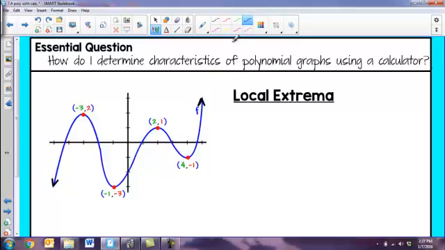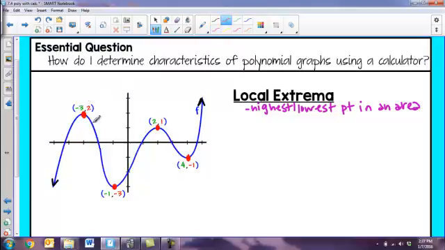Now, I can, however, talk about local extrema, because these points that are red right here are important aspects of the graph. What we call those are the local extrema, or the relative max or the relative min. They are the max and min of that area. So basically, a local extrema is just the highest or lowest point in an area of the graph.